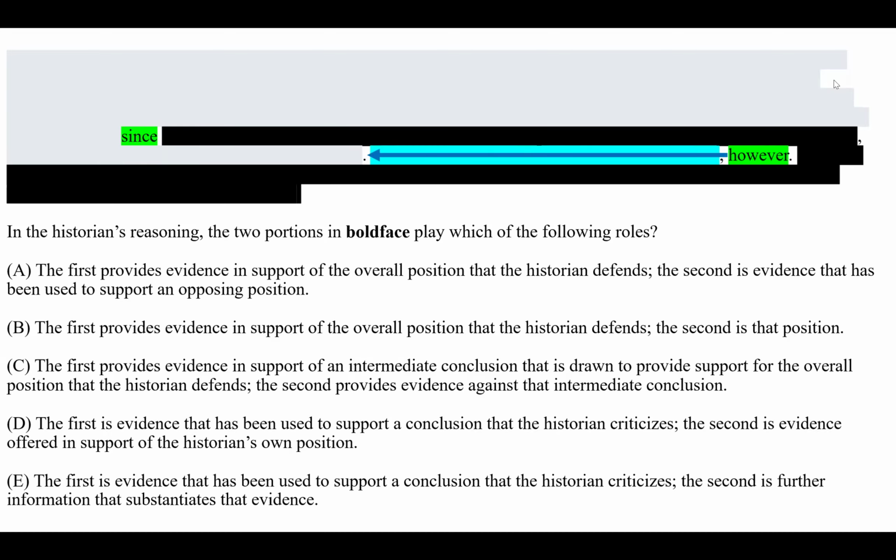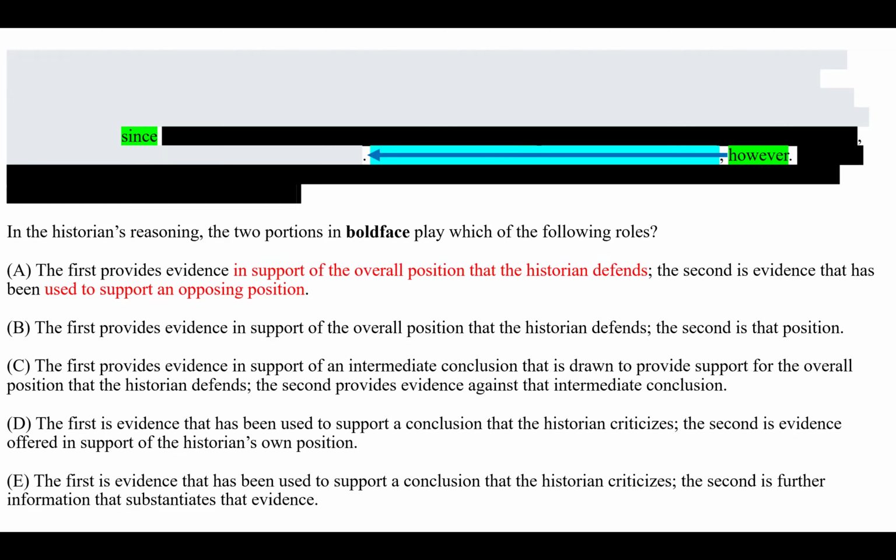So let's take a look at the answer choices. Now, this is a whole challenge unto itself. The two portions in boldface play which of the following roles? A says the first provides evidence in support of the overall position that the historian defends. Do you think that is an accurate description of the first bolded portion? No, because right afterwards he says, "however." So we're not defending that position. That might be evidence. It might support something, but what it's supporting is not what I'm defending. Absolutely not. Right. And so on the next page, we can see that that answer is, in fact, very wrong. It's actually quite backwards because the first is supporting a position that we oppose, and the second is supposed to support what we defend, and A says both of those in the opposite way.